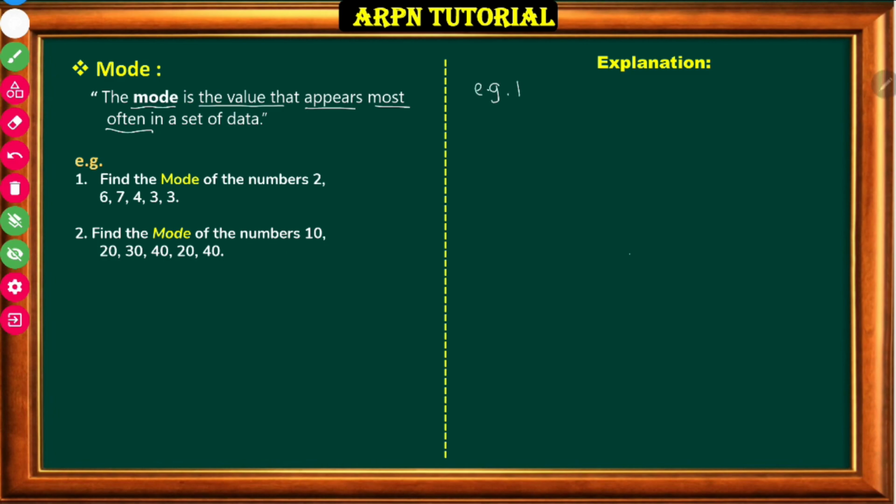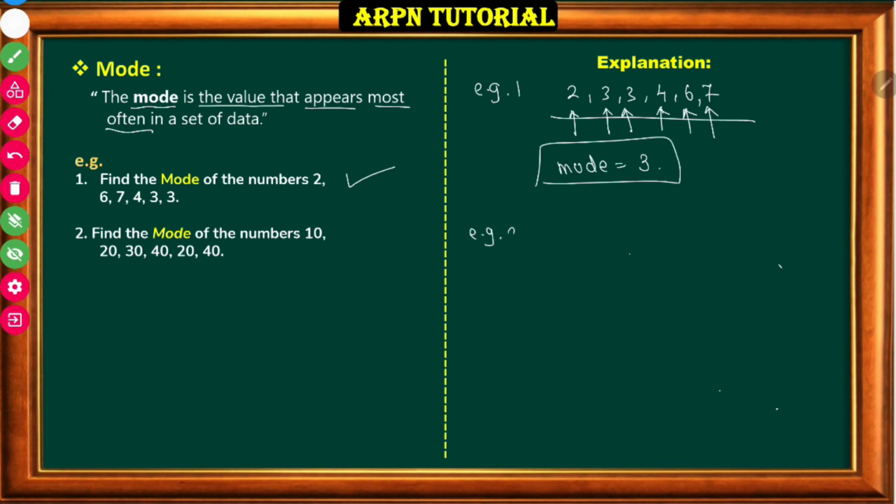Let's take example number 1: 2, 3, 3, 4, 6, 7. I have just taken this example in ascending order. You can see here 2 occurred only once, 3 occurred twice, 4 occurred once, 6 occurred once. Here we have mode as 3.